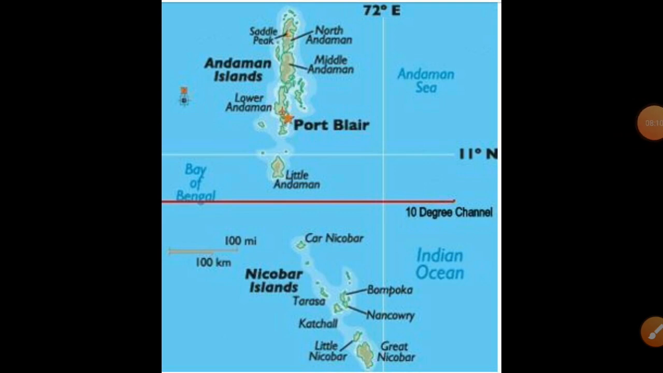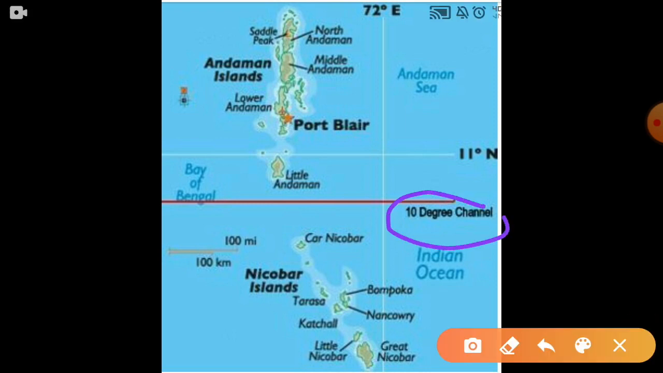The 10-degree channel separates Andaman from the Nicobar group. Ten-degree channel means 10-degree latitude. So the latitude will separate these two islands.